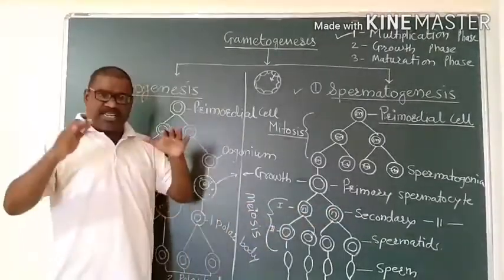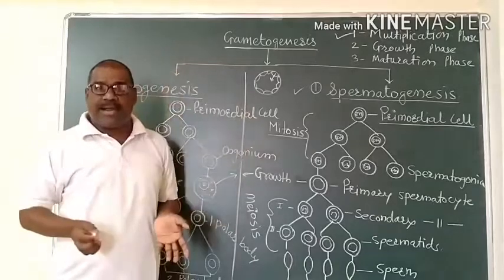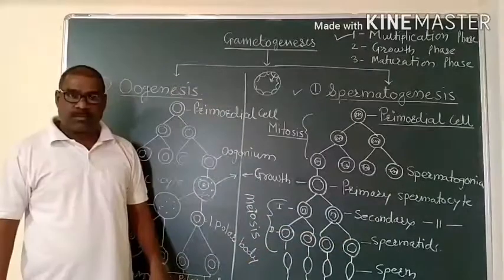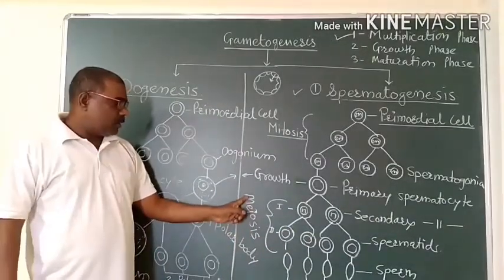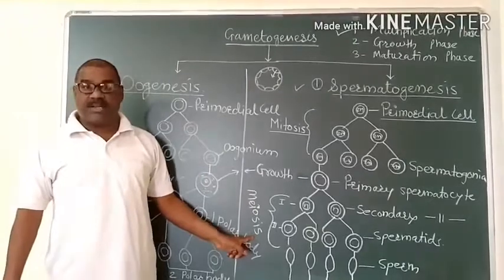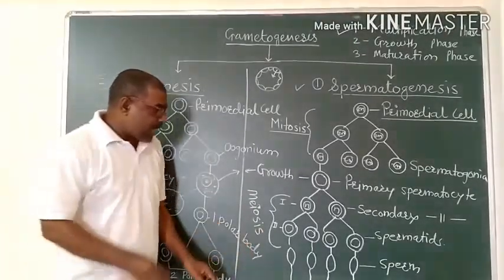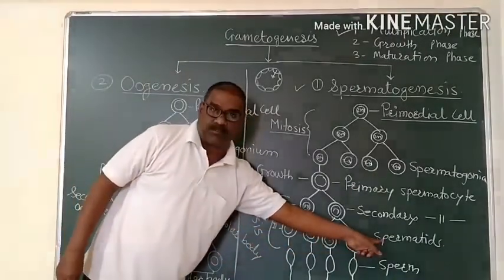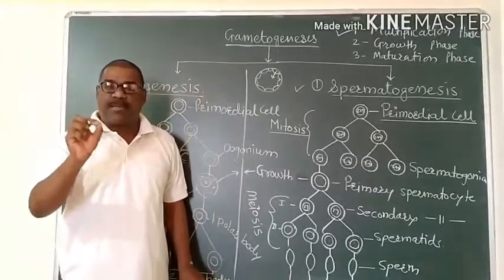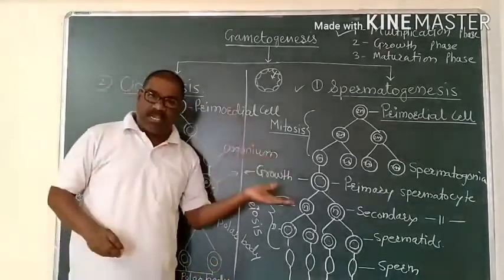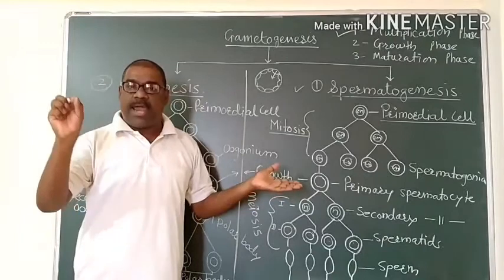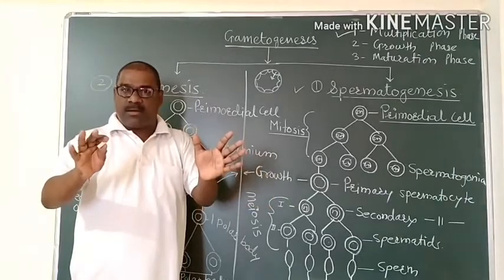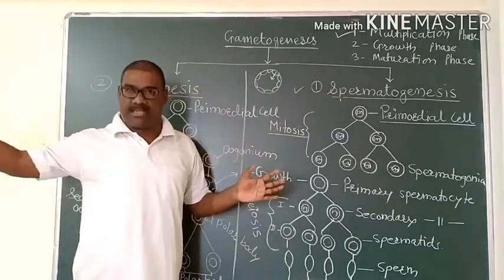These 2 secondary spermatocytes again divide to form 4 daughter cells, also by meiosis cell division. Here these 4 daughter cells are called spermatids, and these spermatids are naturally non-motile and non-functional. Non-motile means they can't move from one place to another place.